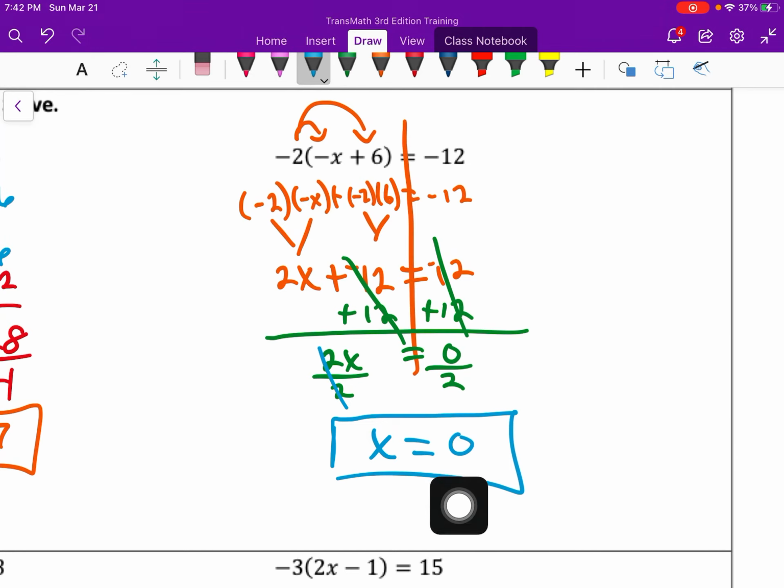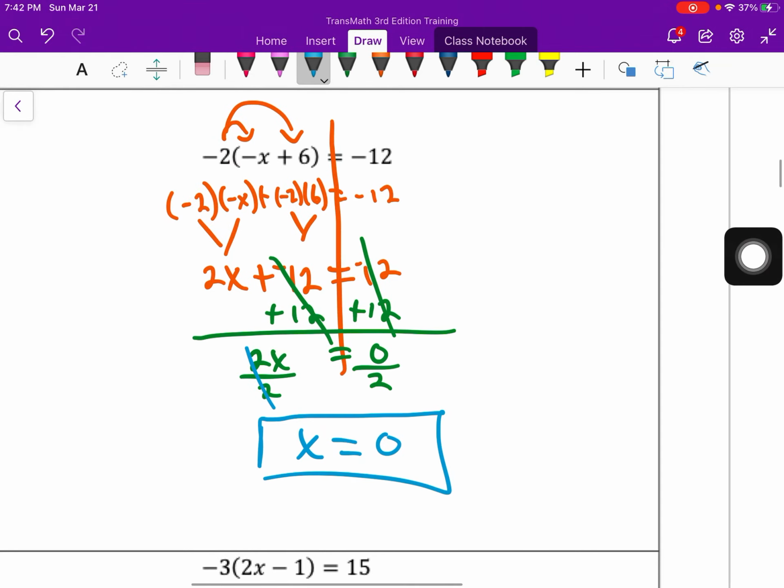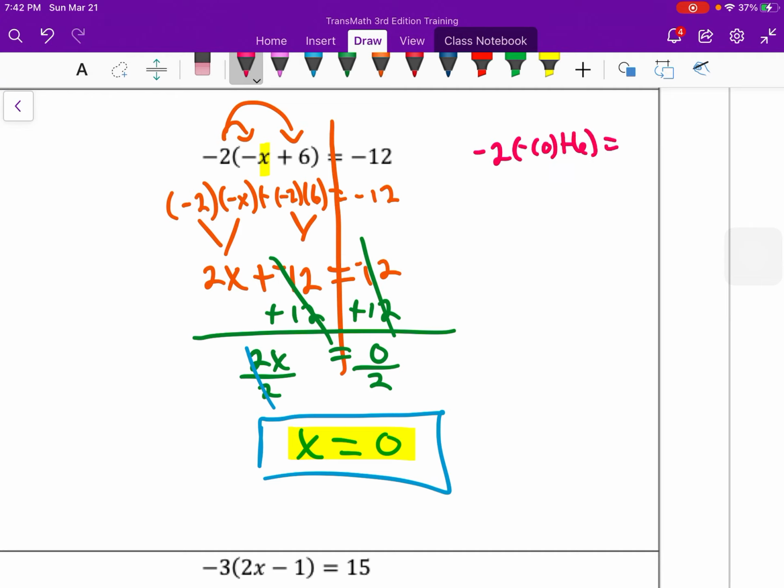So if we plugged in 0, we could check it. Why don't we do that on this one? I'm going to substitute 0 back for x right here. So then we have negative 2 times negative 0, that's just 0, plus 6 equals negative 12. We're going to verify that this equation is balanced.